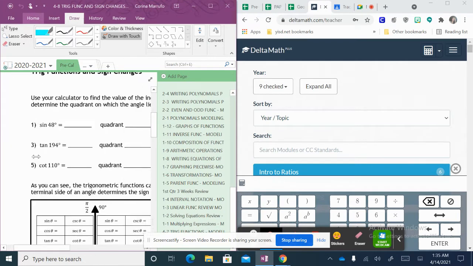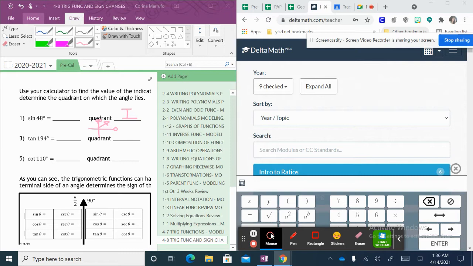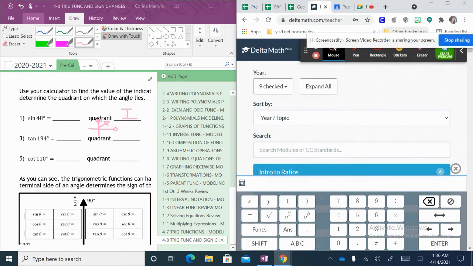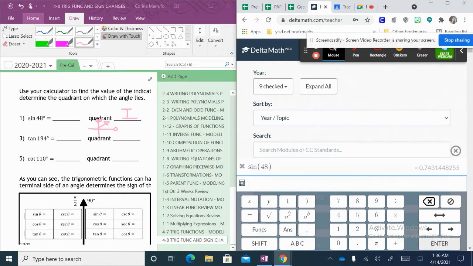If we were to draw a sine of 48 degrees, it would end up being in quadrant 1. Just make a little graph right here, because from here to here, 0 to 90, it would end up right here. When I punch this in my calculator, we need to make sure that our calculator is in degrees. So my degrees is highlighted in green, and I just need to punch in sine of 48. It gives me 0.74. And I have tangent of 194.